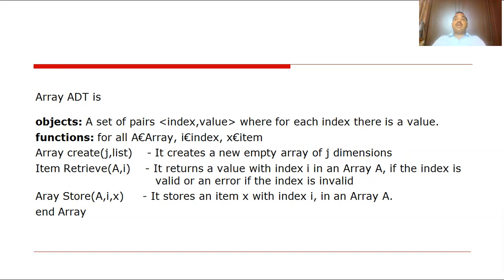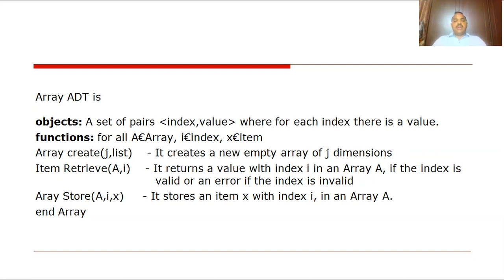Item retrieve of A comma I returns a value with index I in an array A if the index is valid, or an error if the index is invalid. Clear? Array stores A comma I comma x. It stores an item x with index I in an array A. Clear? So simply, an array is a collection of same related data items with a common name.